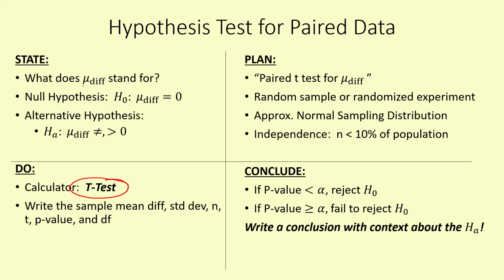Again, we state what mean difference stands for. It'd be the true mean difference between two things. Our null hypothesis is generally that the difference is 0. It could be equal to a number, that's also possible. An alternative would be that it's greater than 0 or not equal to 0. You could also say less than 0, but as long as you switch your list around, you could always do it so it's greater than 0 or not equal to 0.